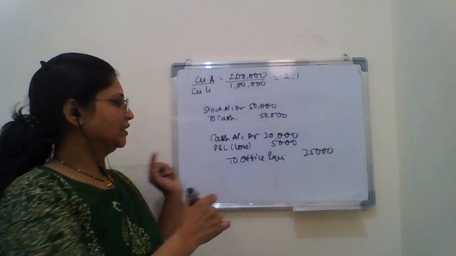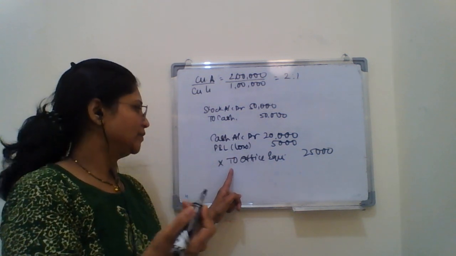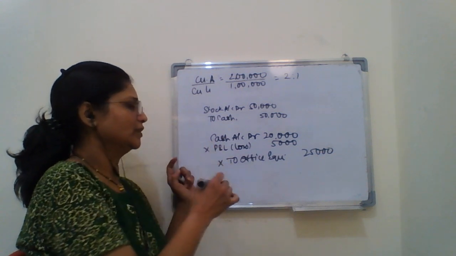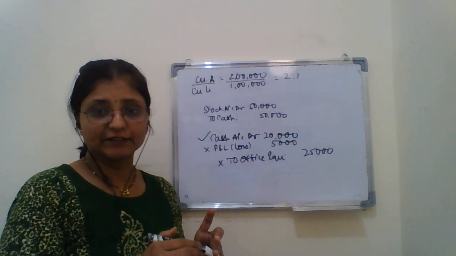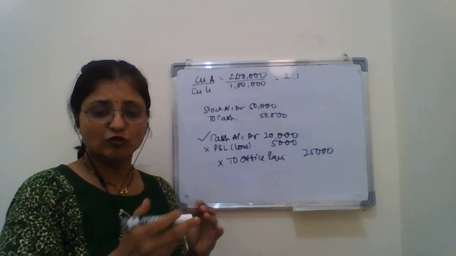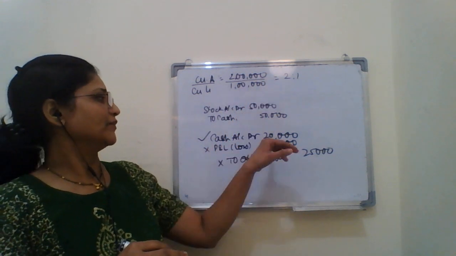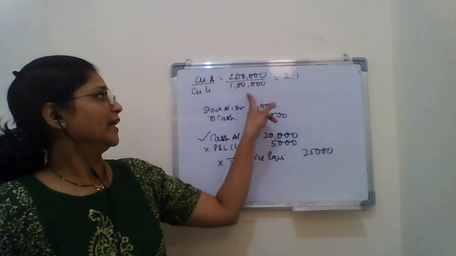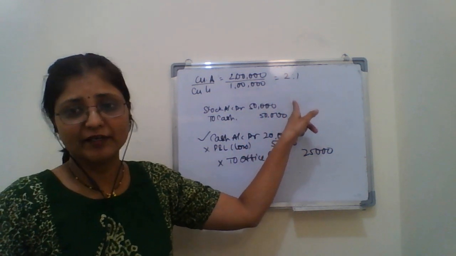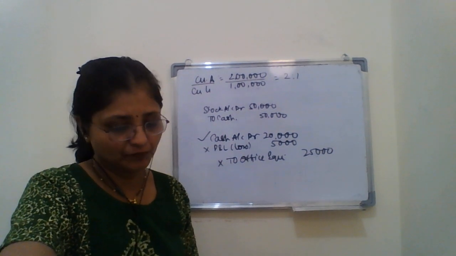So out of this, office equipment is not included in current assets, nor in current liabilities. P&L is nowhere included. Only cash is included in current assets. So cash is coming in. So 20,000 is increasing. So this numerator will increase by 20,000. So it will become 2,20,000 by 1 lakh. So the ratio will become 2.20:1. So the ratio is improving. Ratio will improve.